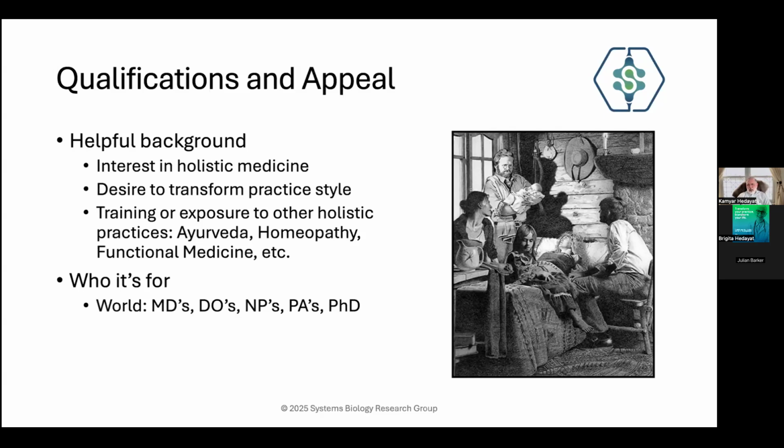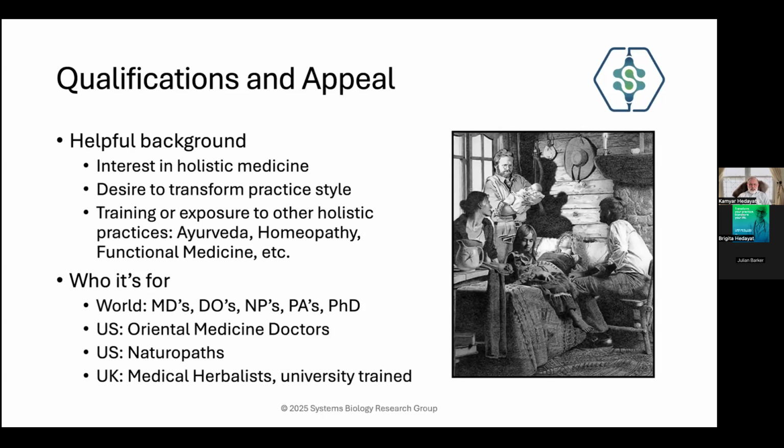Throughout the world, medical doctors, doctors of osteopathy, nurse practitioners, physician assistants, and PhDs in life science are qualified to take the course. In the United States, those trained in Oriental medicine, such as Chinese medicine or Japanese medicine, through a certified program, are qualified, as are US-based naturopaths with university degrees. In the United Kingdom, medical herbalists who are university trained would also be qualified.